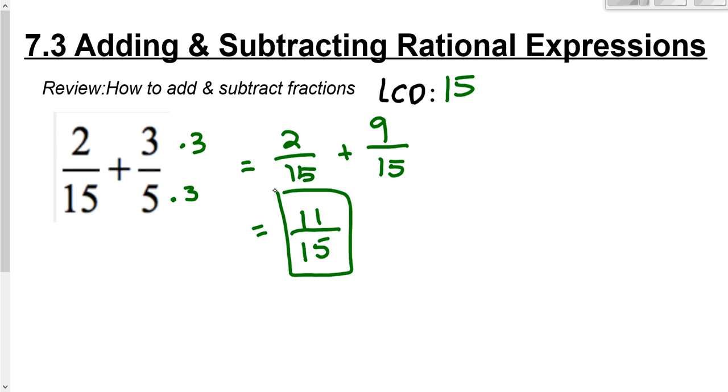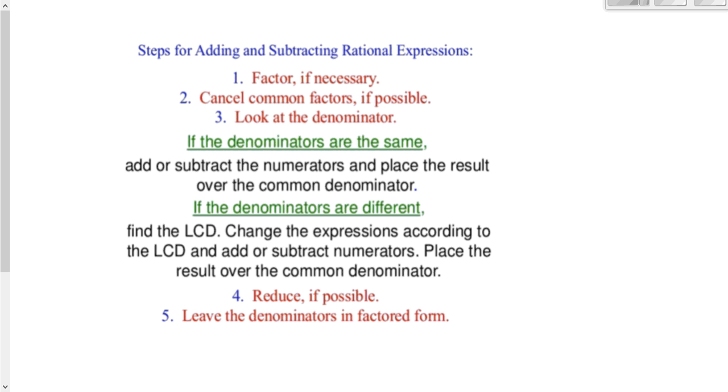So we're going to apply that idea, but with rational expressions. So here's our step. Factor if necessary, and cancel common factors if possible. Then look at your denominators. If they're already the same, then add or subtract the numerators and place the results over the common denominator. But if your denominators are different, you need to find that LCD, change the expressions according to the LCD, and add or subtract numerators, and then place the result over your common denominator. Reduce if possible, and you leave your denominators in factored form.